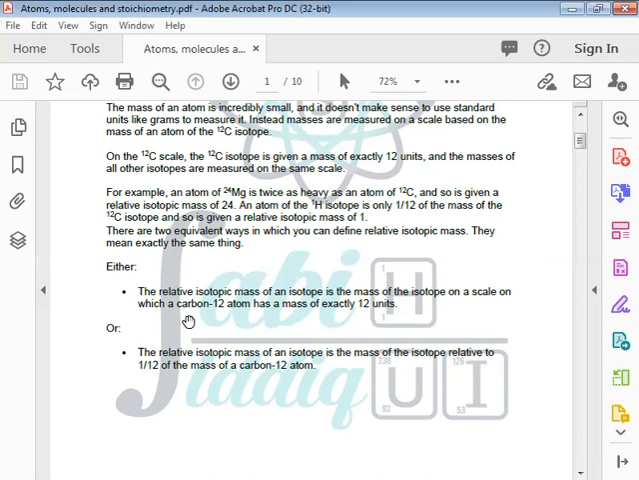If you want, you can write down this definition. It is the mass of an isotope or an atom on a scale on which carbon 12 atom has a mass of exactly 12 units. When we do mass spectrometry, we'll cover this part in detail. Is this clear, bache?